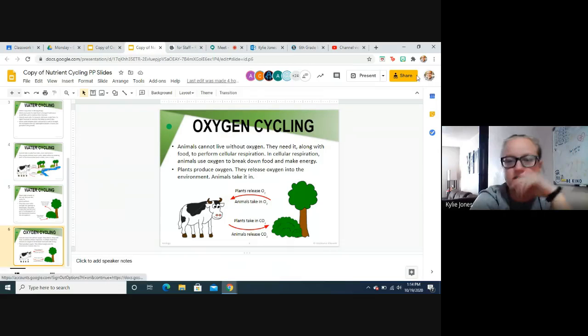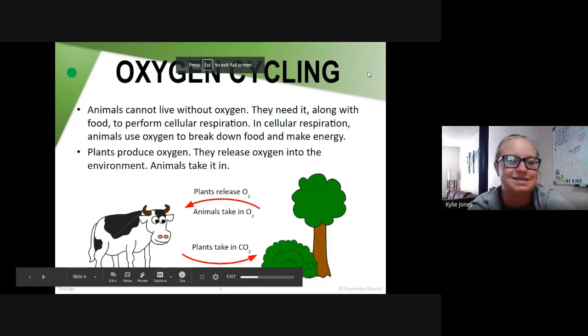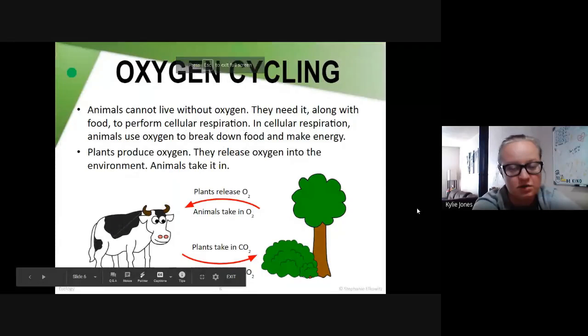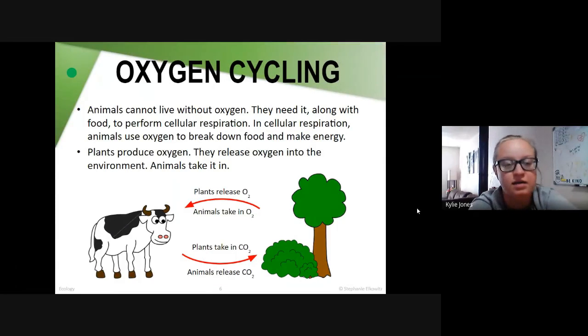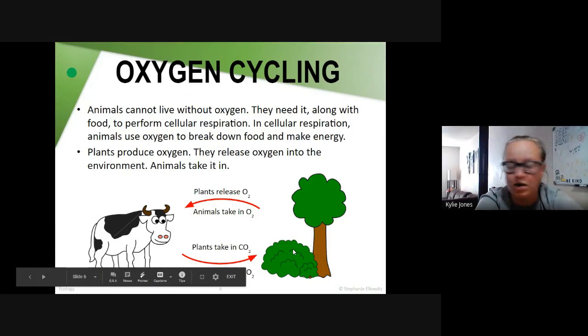Okay, oxygen cycling through the environment. This one says that animals and us as humans cannot live without oxygen. They need it along with the food that they get to perform cellular respiration. In cellular respiration, animals use oxygen to break down food and make energy. So we need plants because they produce oxygen, and then we breathe in the oxygen. We need it, right? So they release oxygen, we breathe it in, and then we breathe out carbon dioxide, and the carbon dioxide helps the plants.